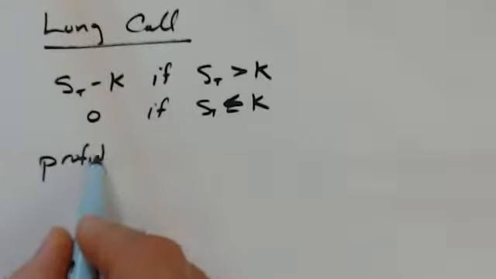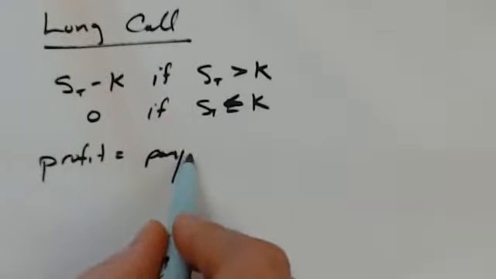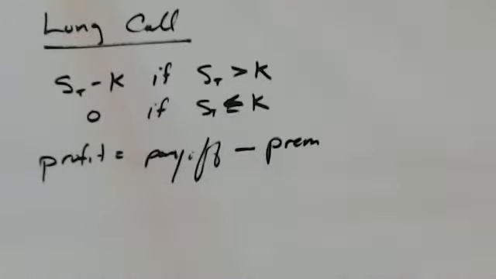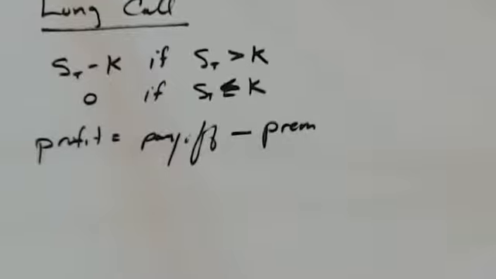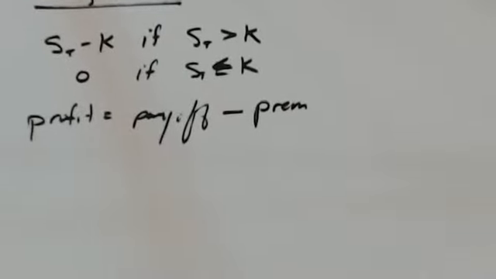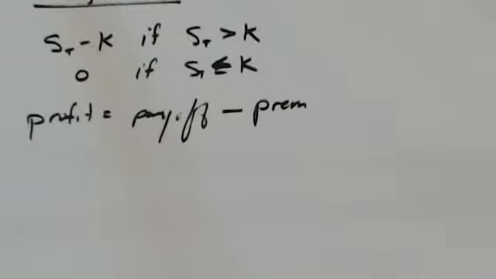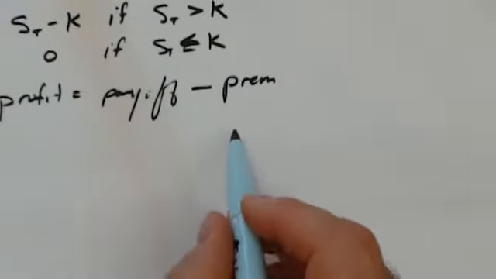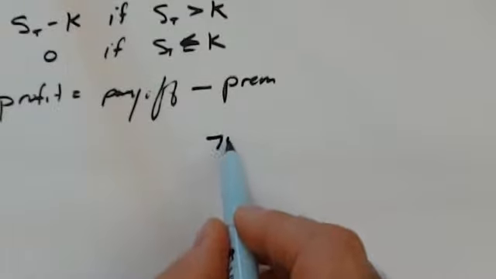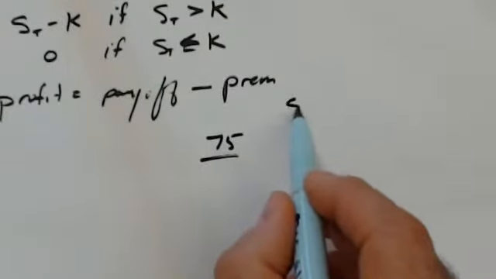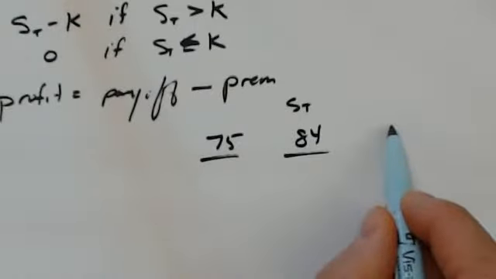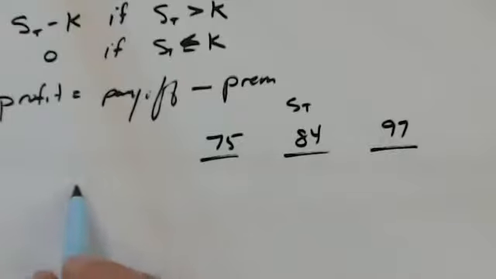The profit equals the payoff minus the premium paid. Let's do a couple of scenarios, and then we'll graph them and see what the risk and return profiles are for this particular stock. I'm going to use, just off the top of my head, a stock price at expiration, ST, of 75, 84, and 97 as examples, and let's calculate the payoff.